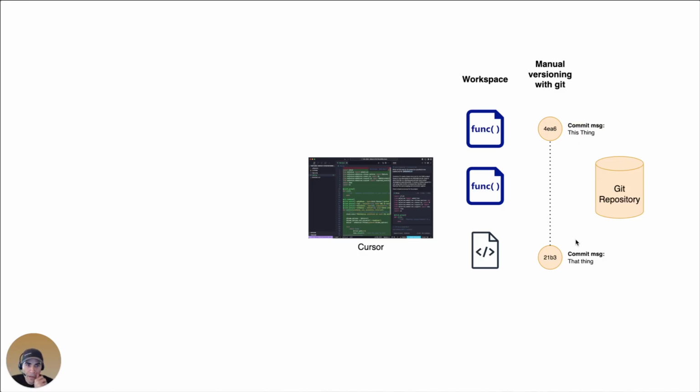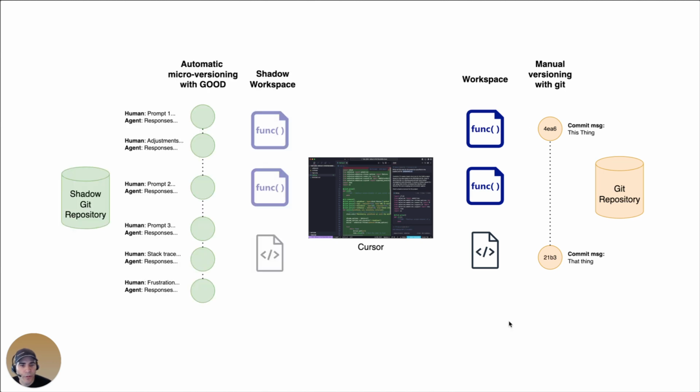Here's a simple picture of the usual state of things today when using a tool like Cursor. Hundreds of human and AI interactions are happening in Cursor, but only the final code changes make it into Git commits. Our approach is to pair the Git repository you're using to manage your code base with a shadow Git repository. Your usual Git commits continue to be the intentional checkpoints of your progress, while our SpecStory cursor extension uses the shadow Git repository to automatically microversion all the interactions you have with the AI and each of the resulting code changes that the AI makes in response.